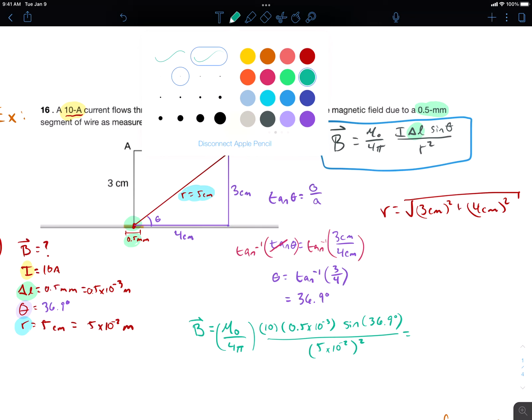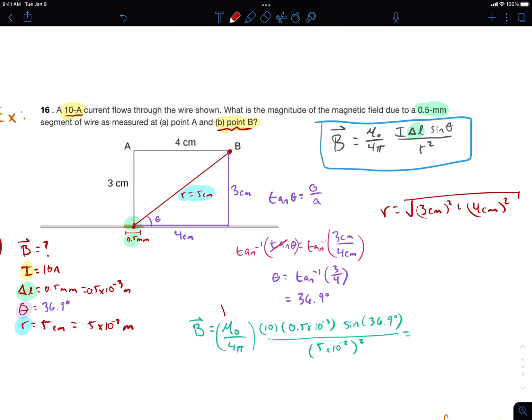Remember, just as a quick note, that mu naught right here is a constant. This is the permeability of free space, and this is equal to 4 pi times 10 to the minus 7. So we can plug this in as well. At this point, we have all of our values to put in. I'll leave this up to you to find our final answer, but this is just a walkthrough of how you would do this.